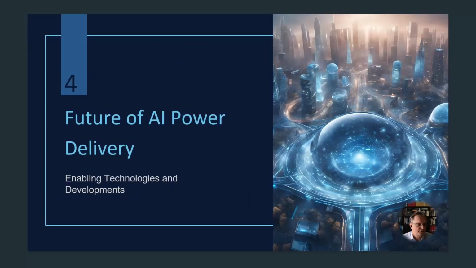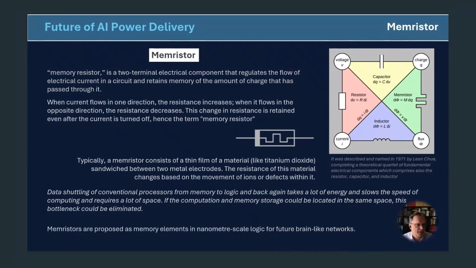For the future, for the enabling technologies, one example is memristor. I know we have talked about this technology for a long time. Memristor was forecasted in 1971 as a fourth missing passive component, where the function of resistance depends on the amount of charge coming through the component. So how it operates: when current flows in one direction, the resistance increases. When it flows in the opposite direction, the resistance decreases. And this change in resistance is retained even after the current is turned off, and so it's called memory resistor. Typical construction consists of thin film material like titanium dioxide sandwiched between two metal electrodes.